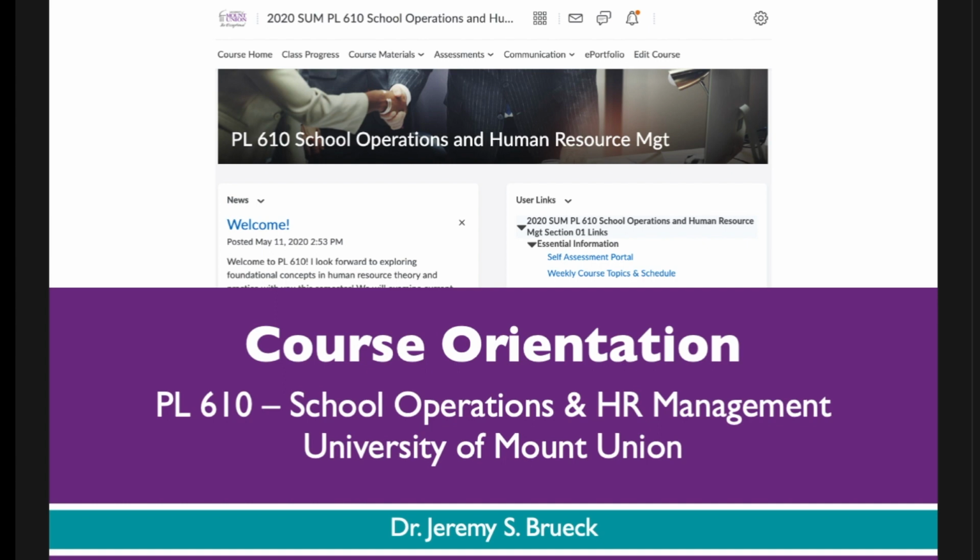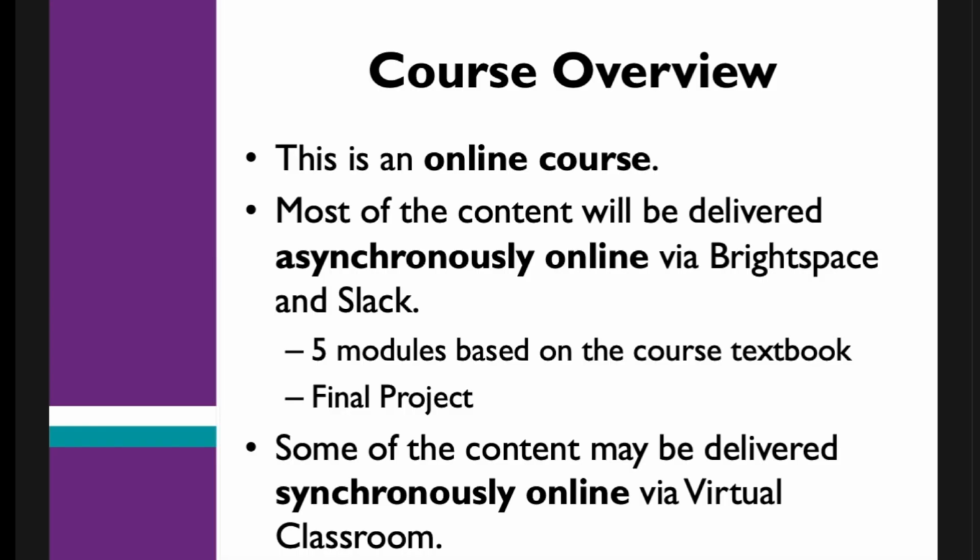I'm Dr. Jeremy Bruick, and I'm going to take you through some of the basics that will help guide us through our course this semester. PL610 is an online course that is 6 weeks in length. Most of the course content will be delivered asynchronously through the University of Mount Union Learning Management System. This content consists of 5 self-paced modules based on our course textbook and other supplemental materials, plus a final project. Some of the course content may be delivered synchronously as needed using virtual classroom at a scheduled date and time. In these cases, students will be provided with ample notice.